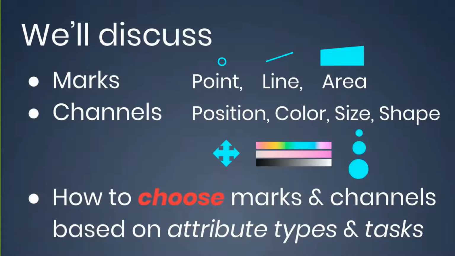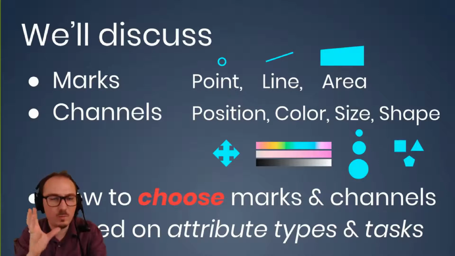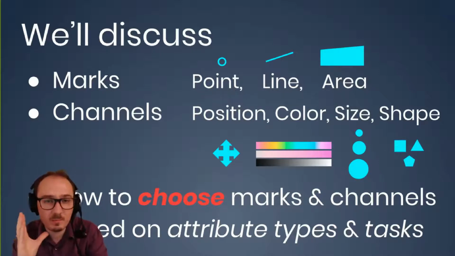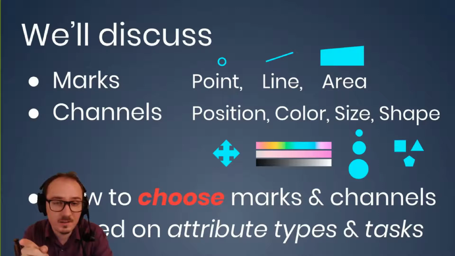And then we've got size. Various marks can have various sizes. So size is another channel, and shape is another channel. And position, color, size, and shape have different places where they could be applied depending on the attribute types. And we'll get into that.